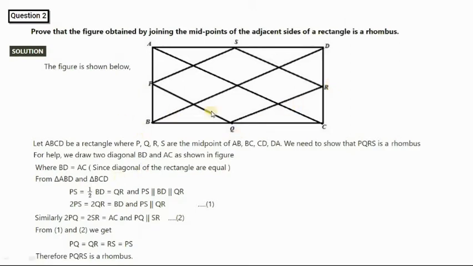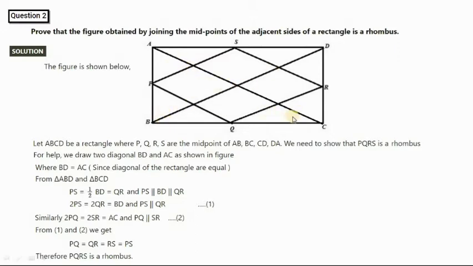Now similarly, in the same way we can show that PQ and SR are also parallel to each other. Now let us combine 1 and 2. From here we see that 2 times PS is equal to 2 times QR, and this is equal to BD, and where is BD? BD is the diagonal. From the second case we can see that 2 times PQ is equal to 2 times SR, which is equal to AC. And AC is this one.